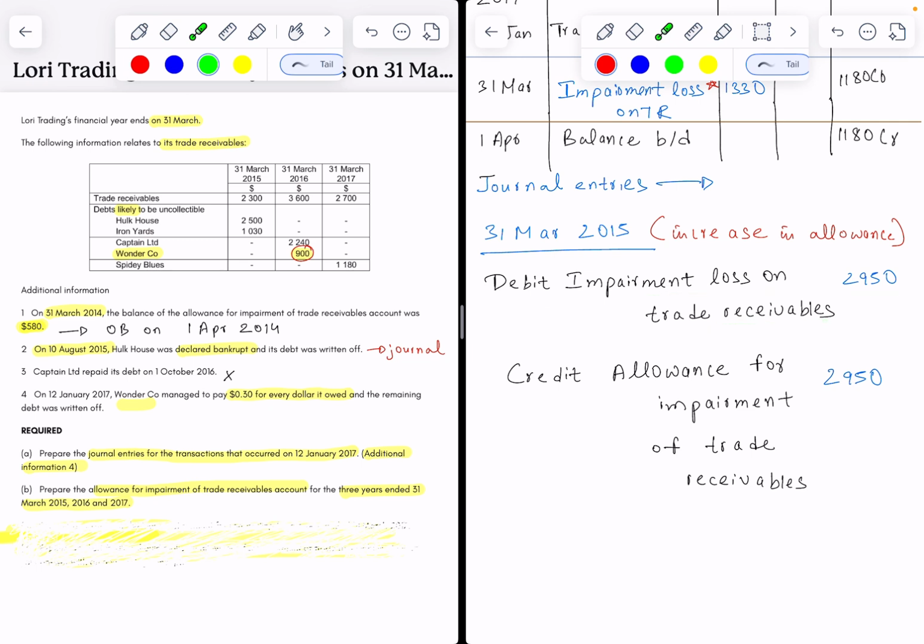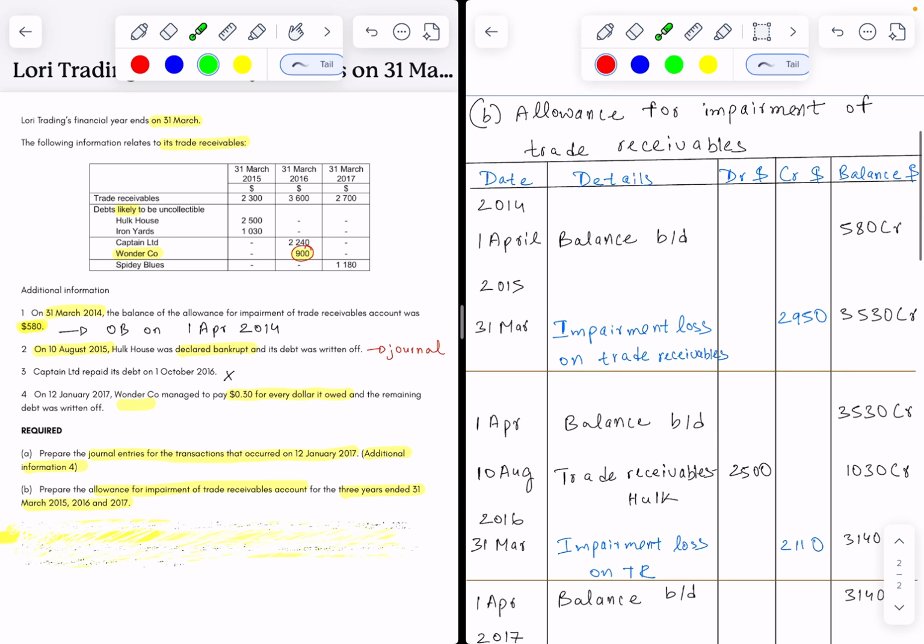Okay? So as you can understand, based on this journal entry, we are crediting the allowance for impairment of trade receivables by $2,950. This means the allowance for impairment of trade receivables ledger account will be credited by $2,950 at 31 March 2015, right? With the relevant account in the details column that we're using as a cross-reference being the expense account for impairment loss on trade receivables, okay? Now let's just make it simple. Whenever you experience an increase in allowance for impairment of trade receivables, we will have an expense account as well, and that account is known as an impairment loss on trade receivables, okay?